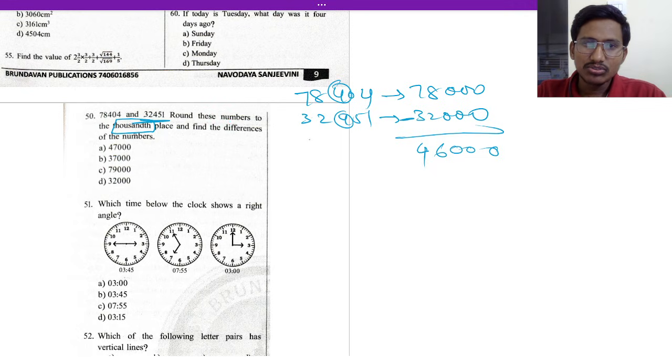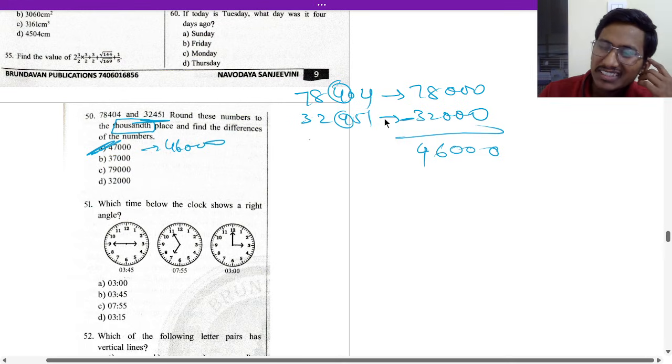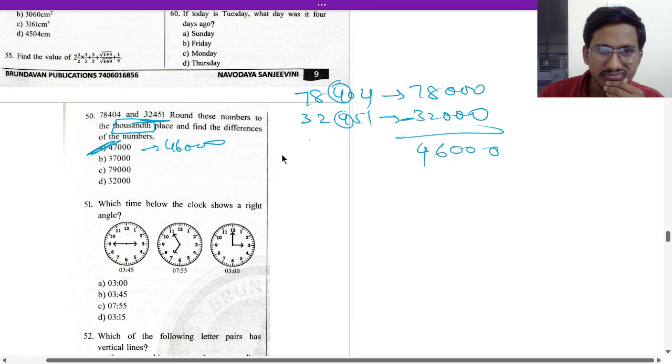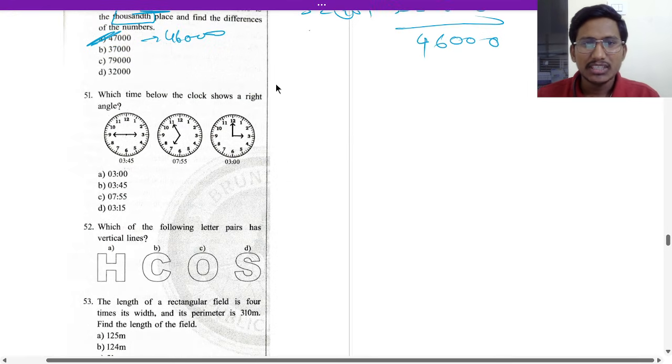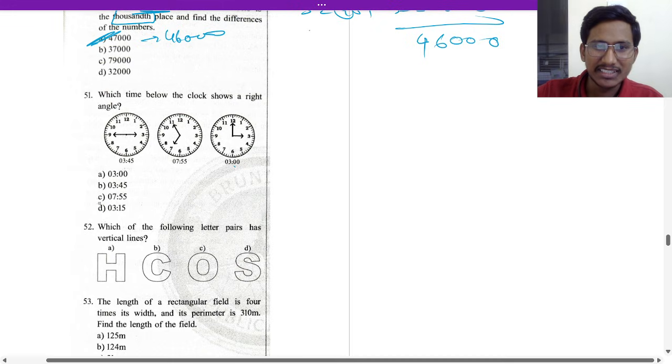Round these numbers to the nearest thousand place, right? So that should be 46,000. The nearest answer is 47, you make it 46,000. So the answer is option A here. 50 is option A. Next, 51. Which of the below clocks shows a right angle? Option is 3 a.m., that is 3, right? That is option A. This is the right angle.